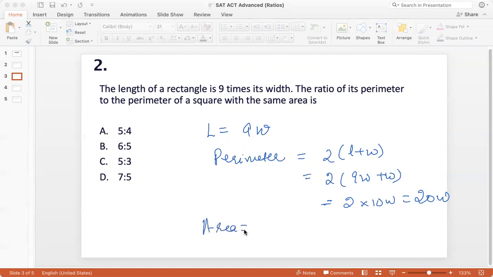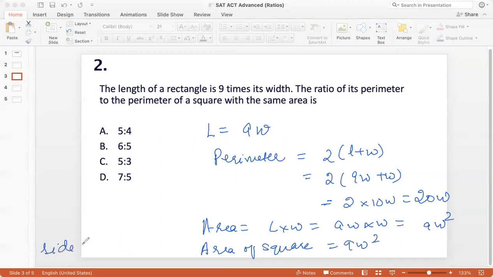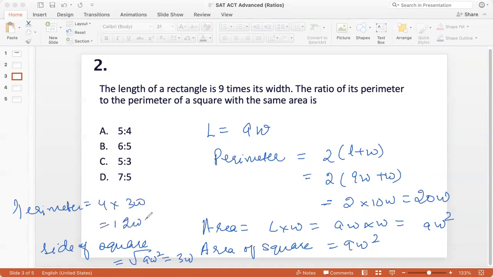What's the area of the rectangle? It will be L into W, which is 9W into W, which is 9W square. Now, a square with the same area, let's say the area of the square is also 9W square. So what will be the side of the square? Side of the square would be the square root of 9W square, which is 3W, right? Because the area of a square is L squared, where L is the side. So what is the perimeter of the square? The perimeter of the square would be 4 times 3W, which is 12W, right?